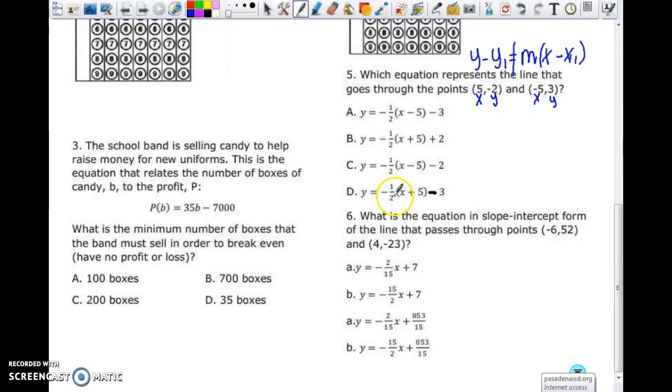So what I can do is, yes, I could go in and plug each one into this equation, use this point, and see what the equation should look like, or use this point. Or you could plug each equation in and just look at the table. Does this table have that point? Does this table have that point? Okay, so let's look at it. Let's do A.